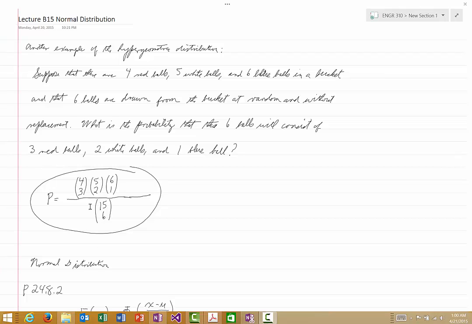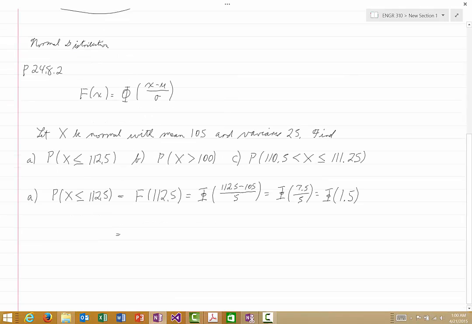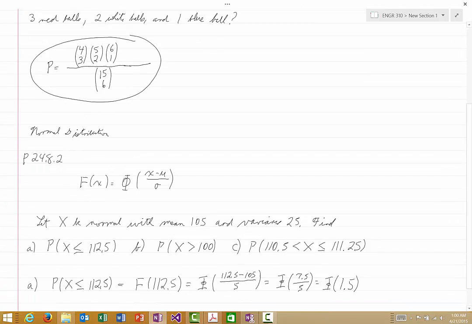So we see, again, that this problem that is very difficult to handle by other methods is very simple when you use the hypergeometric distribution. So I hope that that helps you to understand it better, and be sure that you're comfortable and familiar with this example. Now we move on to the normal distribution, which is a distribution for continuous random variables.